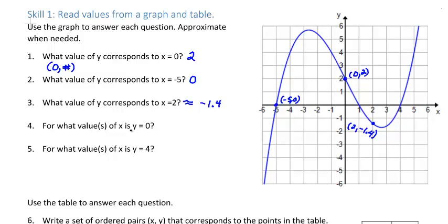For what values of x is y equal to 0? So there we're looking for what values of x have a corresponding y value of 0. So that means we're looking at the ordered pair some number, 0. And if you remember, those correspond to the x-intercepts. So y equals 0 is occurring at 1, 0, 4, 0, and -5, 0. So the x values are -5, 1, and 4.